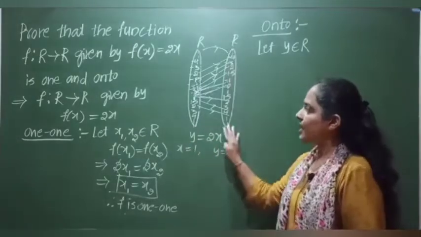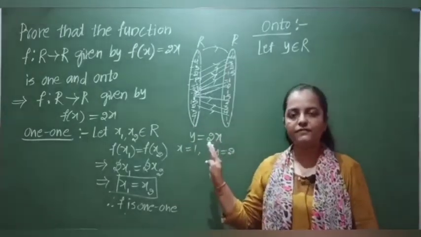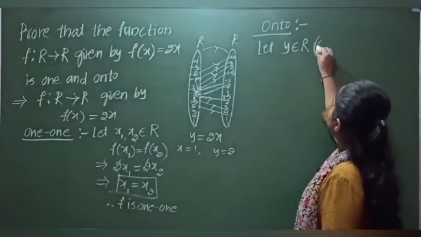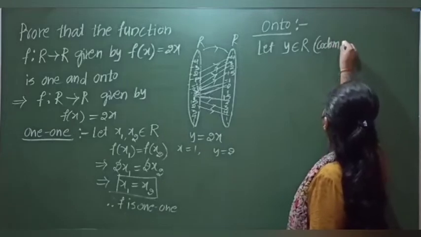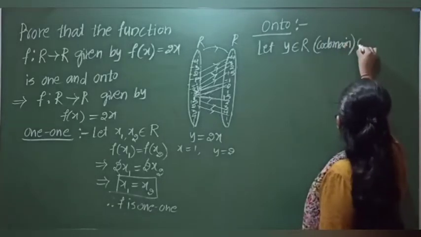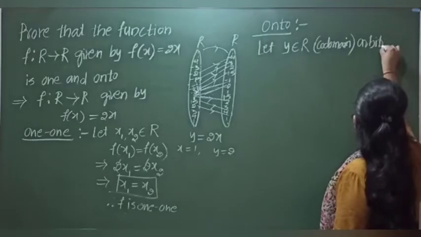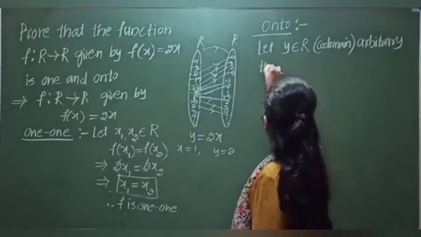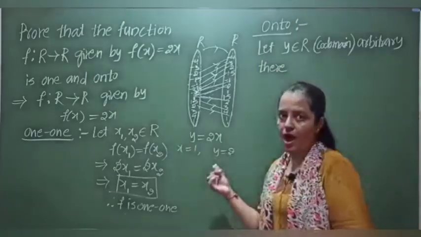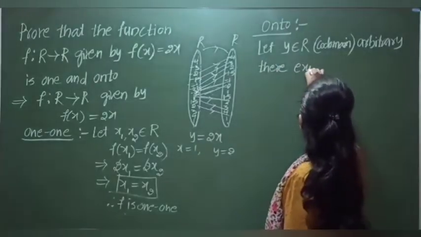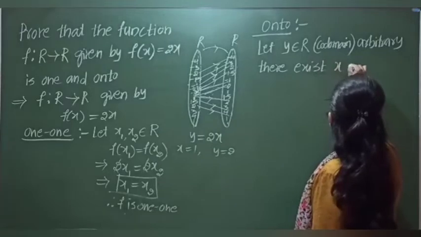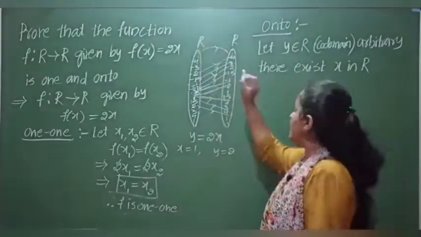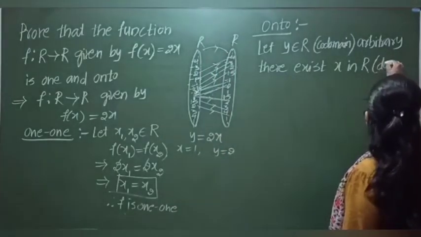So now here the range is equal to the codomain, therefore the function is an onto function. So now let y belong to R. This is an element inside the codomain. Okay, this is an arbitrary element. Let y belong to R be any arbitrary element. There exists x in R, where R is what here? The domain. There exists x in R, the domain.